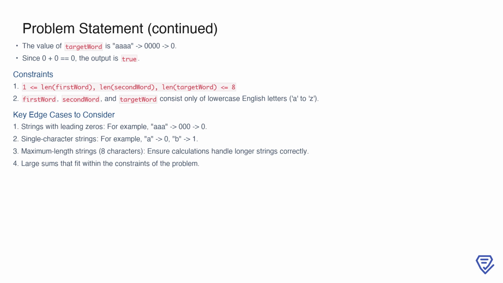The constraints for this problem include ensuring that the lengths of all three strings are between 1 and 8 characters, and that they consist only of lowercase English letters. It's important to consider cases like strings with leading zeros, single-character strings, and the maximum length strings to ensure your solution handles all edge cases correctly.